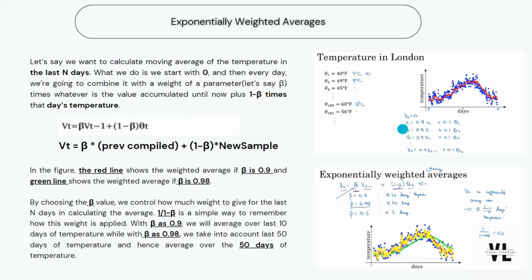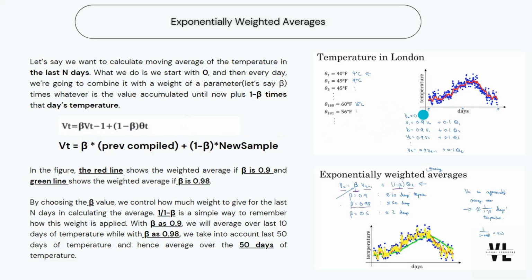And here we need to consider two parameters for exponentially weighted averages. The first one is beta, and beta is used in the formula. So Vt is equal to beta times Vt minus 1 plus 1 minus beta times theta t. Theta represents the daily temperatures. On day 1 we have this temperature, day 2, day 3. And Vt minus 1 is basically referring to the previously computed average.